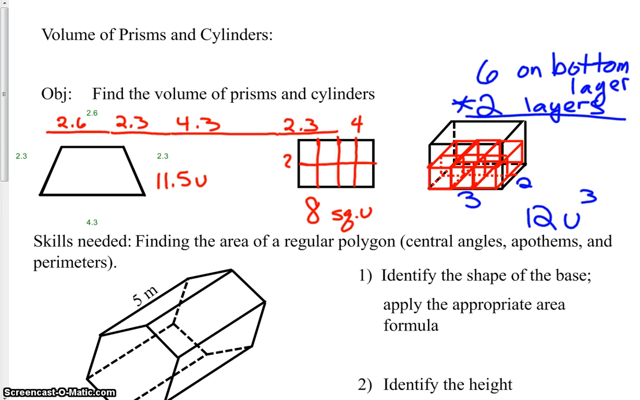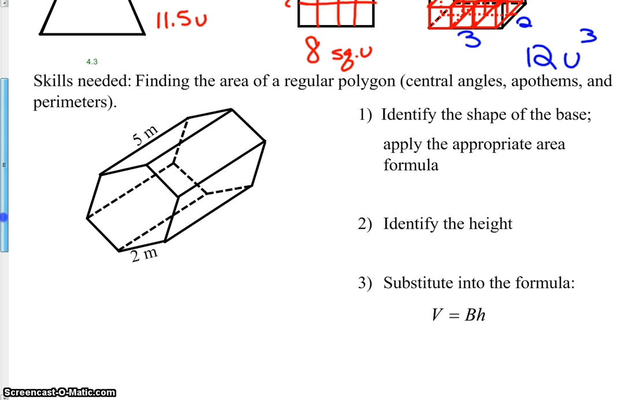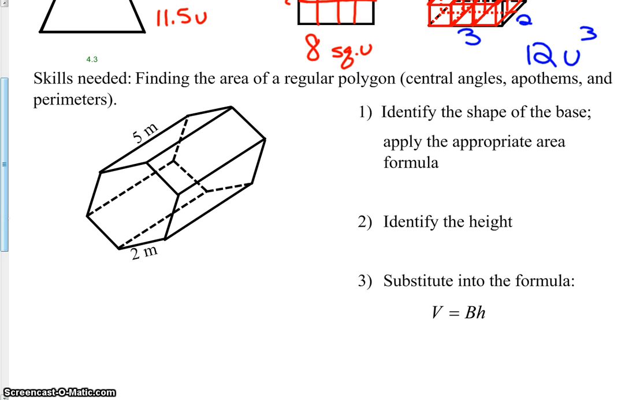This gives us the actual formula for volume of any prism or cylinder. And that formula is volume equals BH. And in this case, B represents the area of whatever shape the base is.